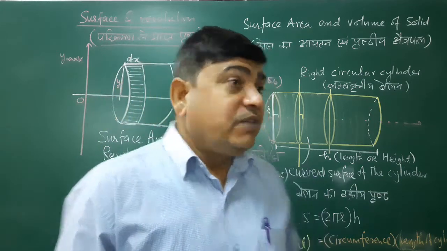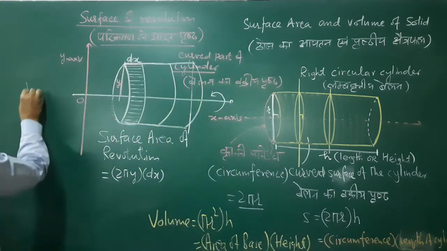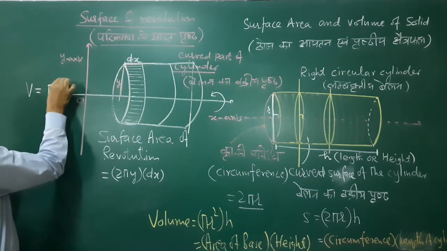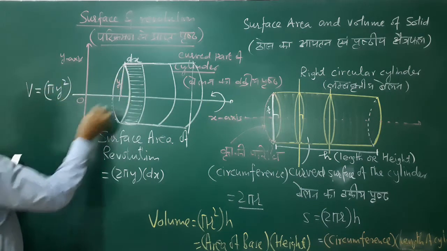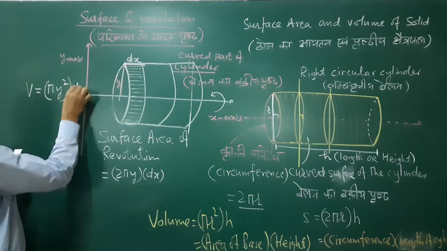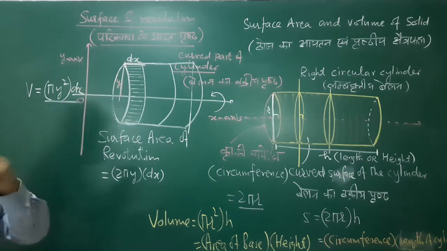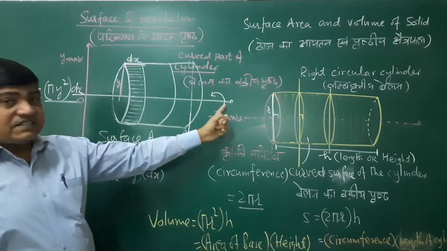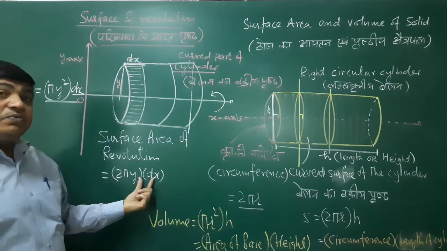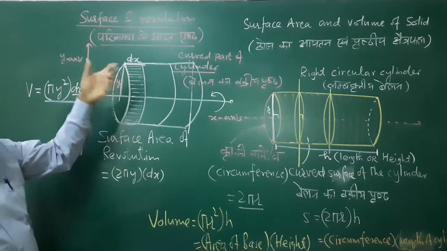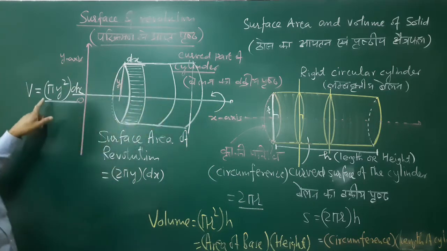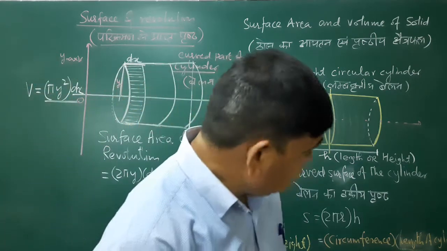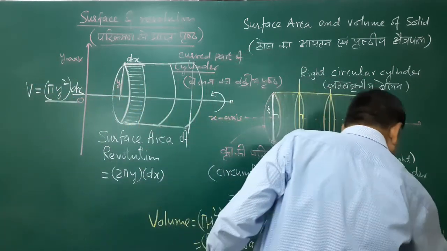Again, if I consider the volume, that is V, then area of this base will be pi y square into this thickness. So it is dx. So you just remember surface area of revolution about x-axis, that is 2 pi y into dx. Volume of revolution about x-axis, that is pi y square into dx. Now let us extend this one.